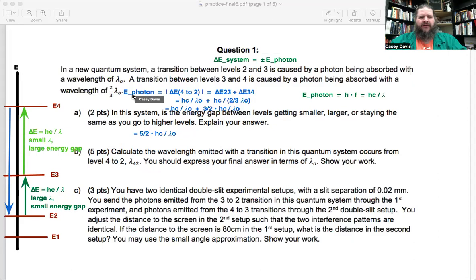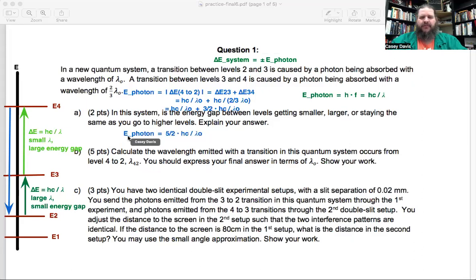So the energy of the photon that is emitted, if you drop from 4 all the way to 2, the energy of that one big photon would be 5/2 times HC over lambda naught. And presumably that's the energy. But we're not looking for energy. What are we actually looking for here? Wavelength. Right. And we can use the same formula.